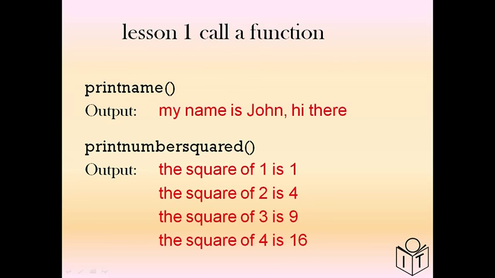So here we've got printname, we call it, and then we can see the output, my name is John, hi there. We also call printnumbersquared function, and then we can see the output. The square of 1 is 1, the square of 2 is 4, the square of 3 is 9, the square of 4 is 16. That's the basics of the function. Now we're going to see how we can use it.